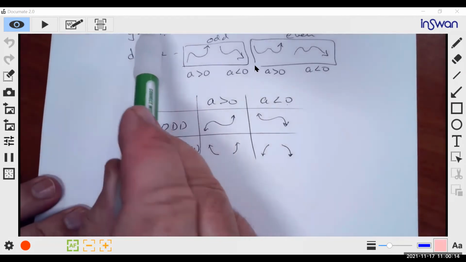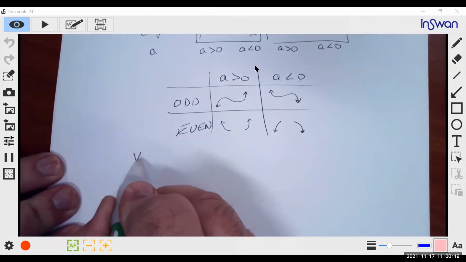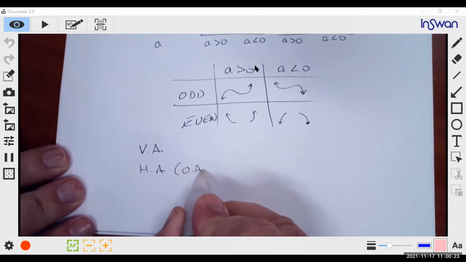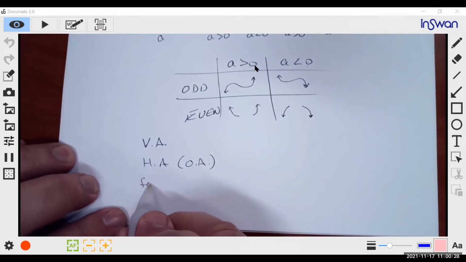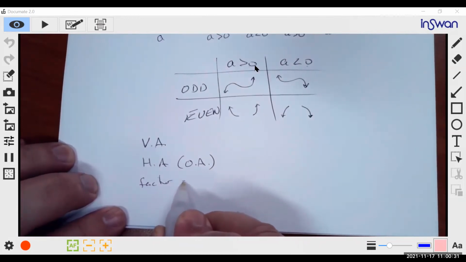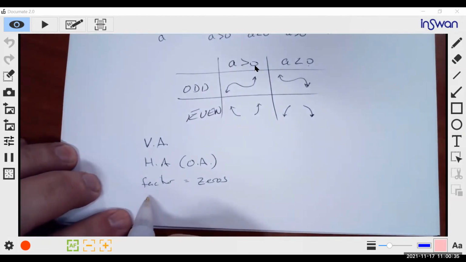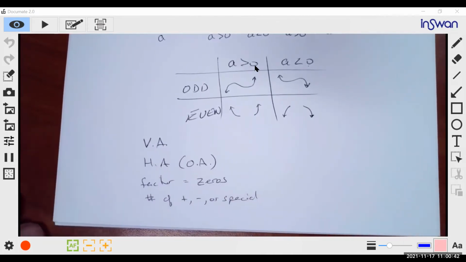So we know the x-intercepts, the y-intercepts, the degree, the a, the vertical asymptotes, the horizontal asymptotes, or oblique asymptotes. We can factor to find the zeros, which are the x-intercepts, the number of positives, negatives, or specials. We can do all this stuff to help define what the graph looks like.